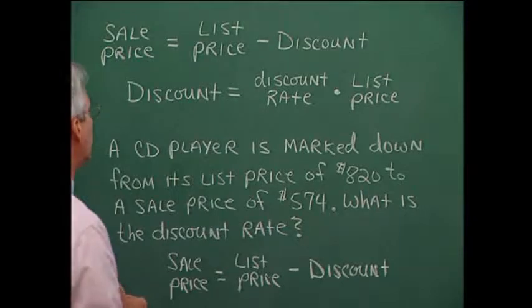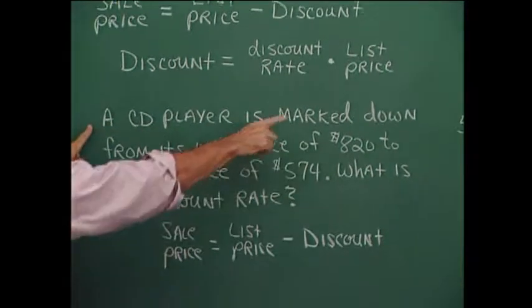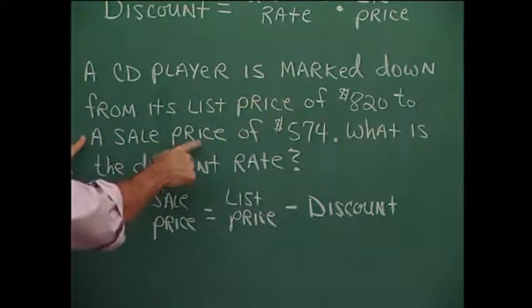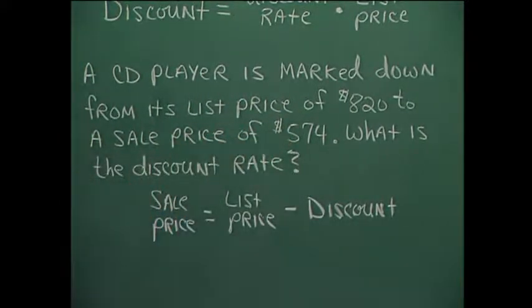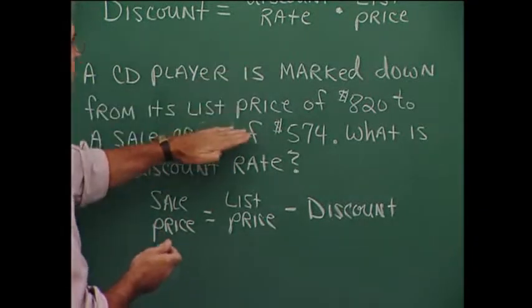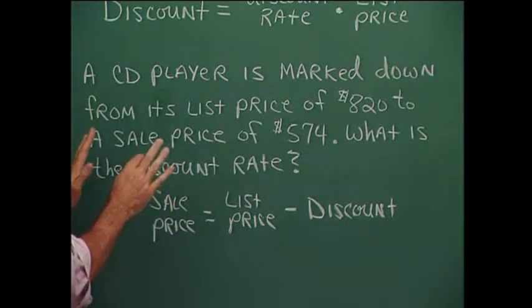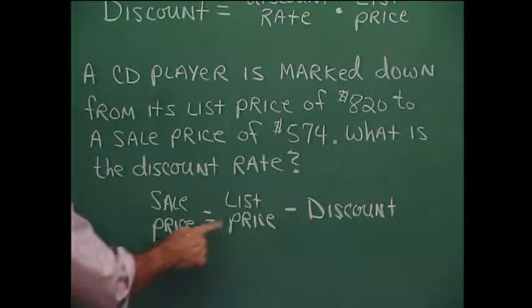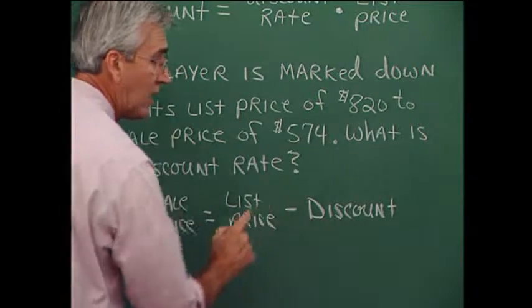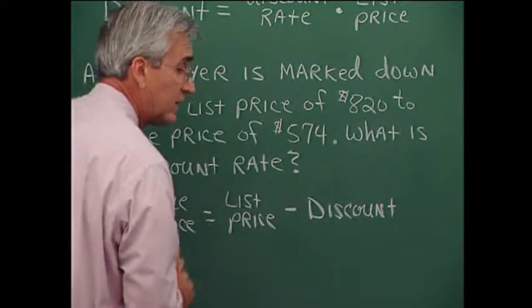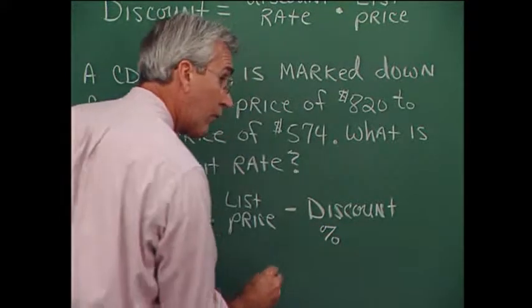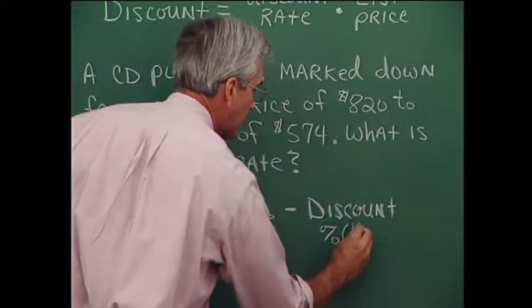Here's how it works in a problem. It says a CD player is marked down from its list price of $820 to a sale price of $574. What is the discount rate? You begin to solve the problem just by putting down your general idea involving discount problems. And that general idea is sale price is list price minus discount. But you understand that discount contains a hidden operation. It's some percent called the discount rate times the list price.